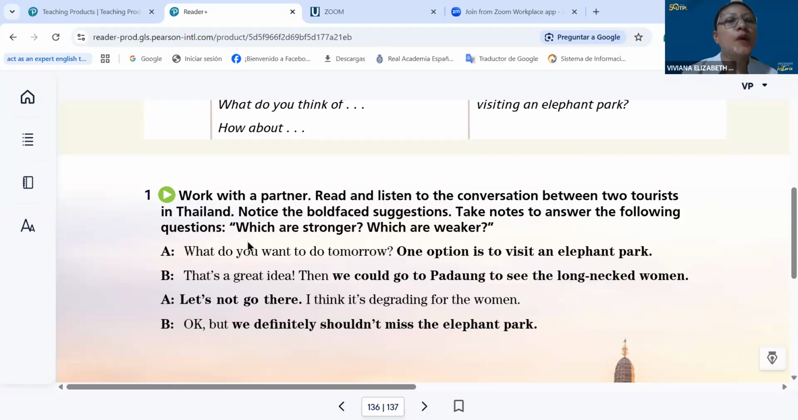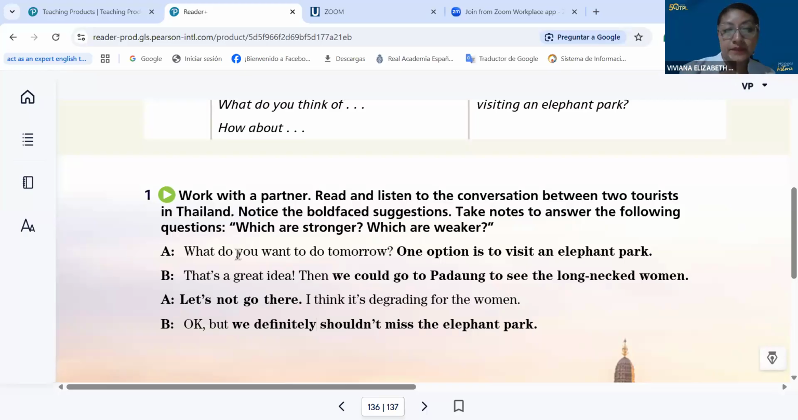Good job. So, Isaac, in sentence number 1, what do you want to do tomorrow? One option is to visit an elephant park. Analyze this suggestion. Is it weak or strong? It is weak. What is the phrase or the modal that was used in this suggestion? One option. Yes, one option. Good job.